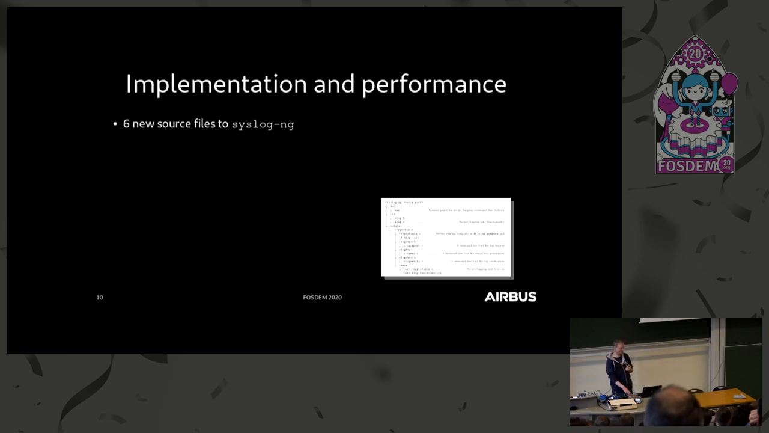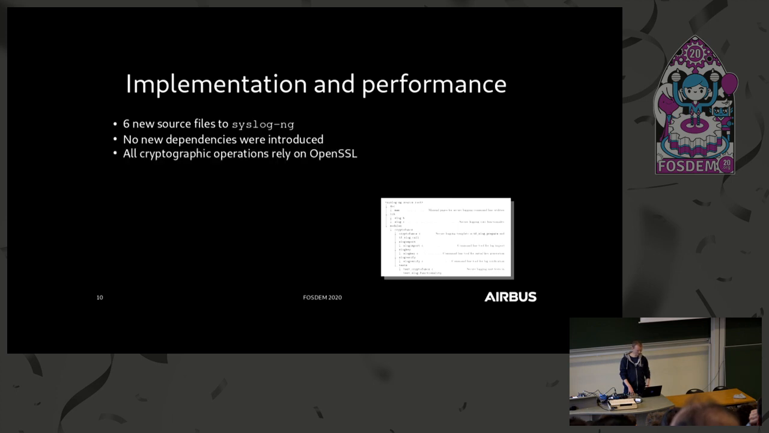Why? Because most of the crypto code that we use relies on OpenSSL, and OpenSSL is already present in syslog-ng because it's also used for other plugins. Essentially, all the crypto functions that we use are in the lib directory, and the template code is in the modules directory. So that's where you would look. We had no new dependencies other than OpenSSL, so if you want to compile syslog-ng with our code, it's very easy to do.